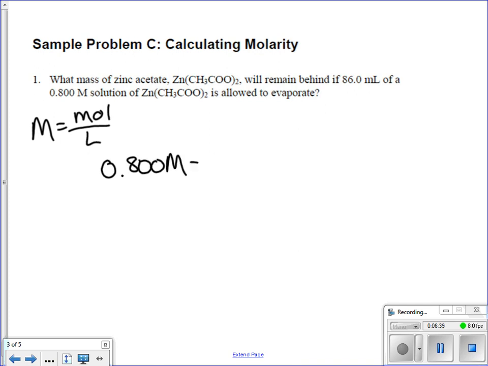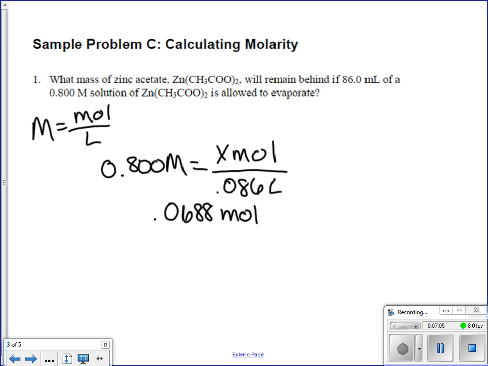0.800 molar equals, they don't give us moles, so we're going to solve for moles again. 86 milliliters, we have to change that to liters, so we move our decimal 3 times to the left, and we end up with 0.086 liters. We multiply those values together, and we get 0.0688 moles of zinc acetate.